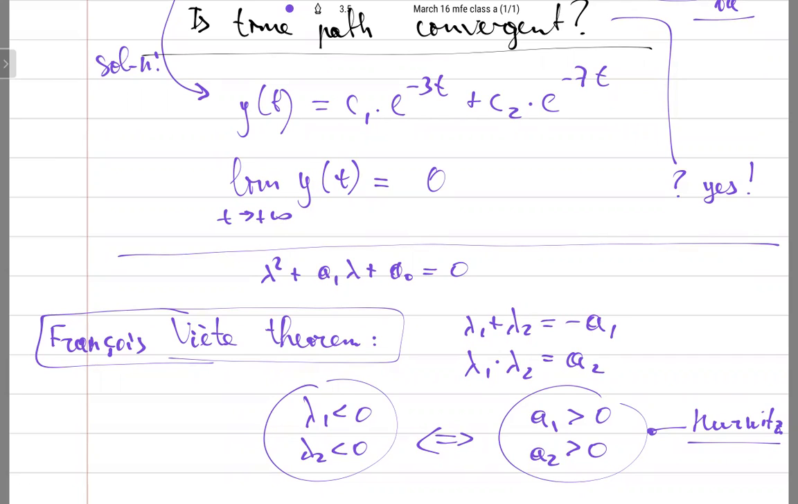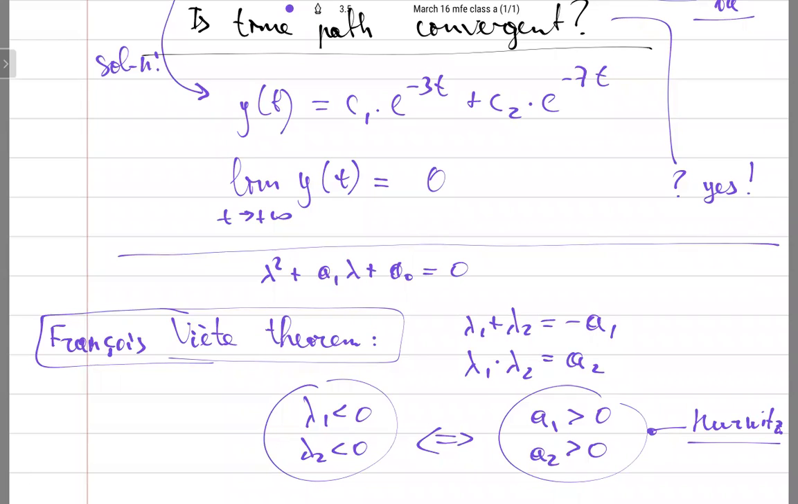And the Hurwitz criterion just generalizes that idea to a higher order of differential equation. So if we have just a second order differential equation, then the Hurwitz criterion is exactly Viète's theorem and the requirement that all lambdas should have negative real part.